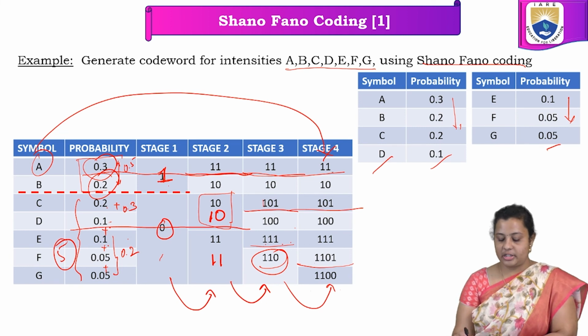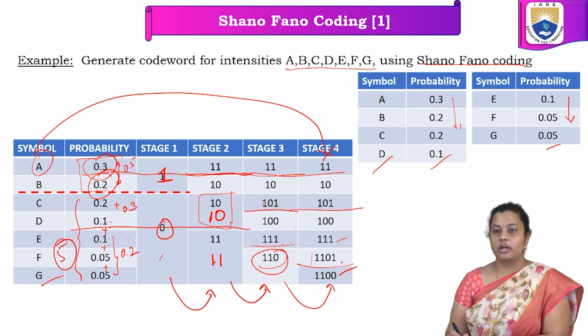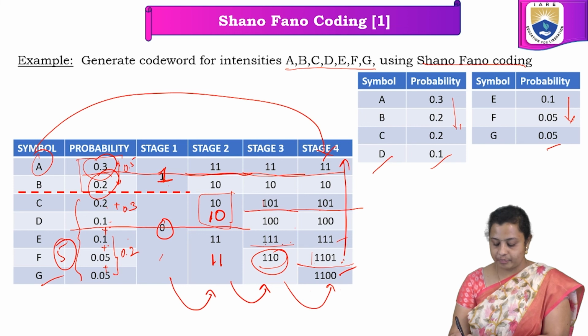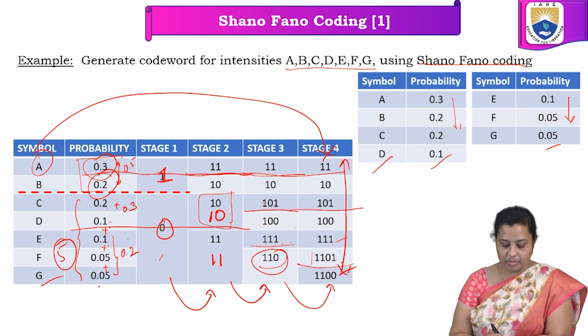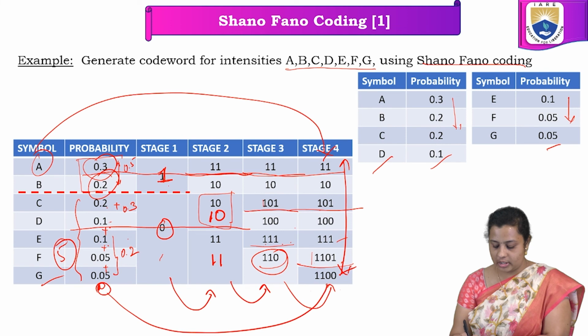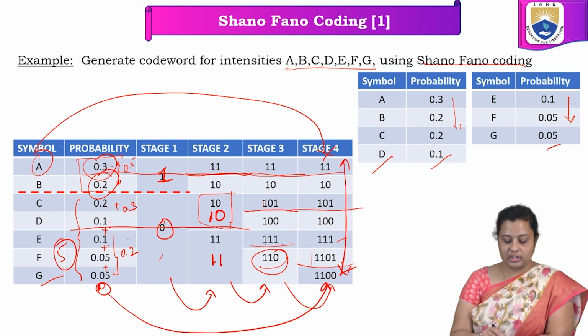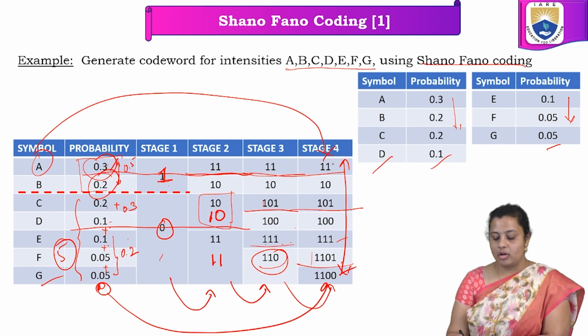So A is represented by 1 1, B is represented by 1 0, C is represented as 1 0 1, D is represented as 1 0 0, E is represented as 1, F is represented by 1 1 0 1, G is represented by 1 1 0 0. Right? So if you observe here, based on the probability, the code length is varying. If it is the highest probability, we have the lowest code word length, right? The similar thing is also observed in Huffman coding.